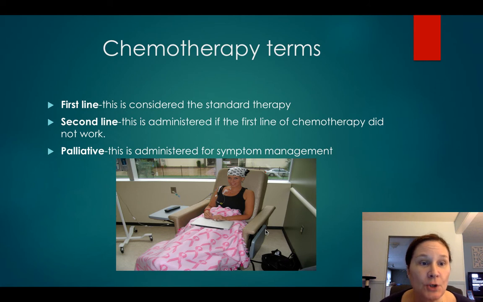So chemotherapy terms, we have the first line. This is considered the standard of care. This is what the evidence-based practice shows us works for this type of cancer. The second line is if the patient relapses, they're going to use the second line treatment to hopefully knock that out again. And then there's palliative, and this is administered for symptom management. For example, if a patient has a tumor that's pressing on their lung and it's hard for them to breathe, they may give them chemotherapy just to help shrink that so they have an easier time of breathing.